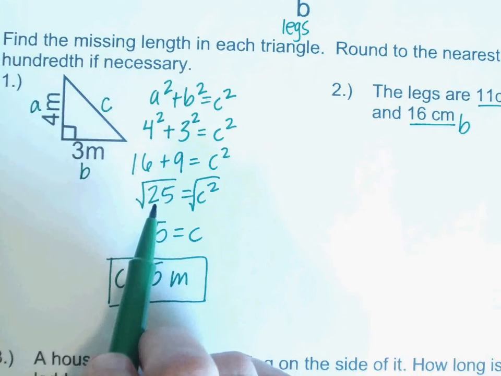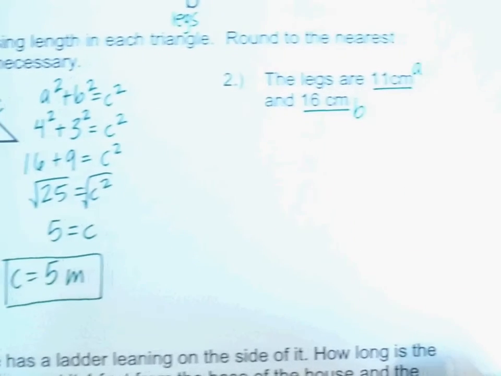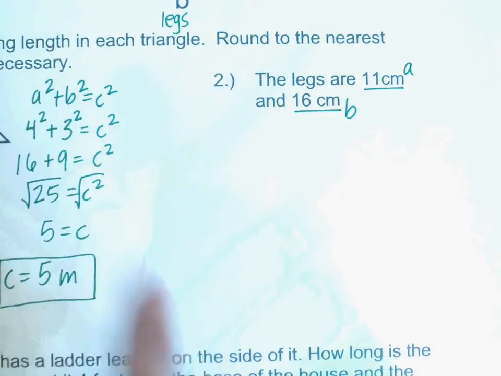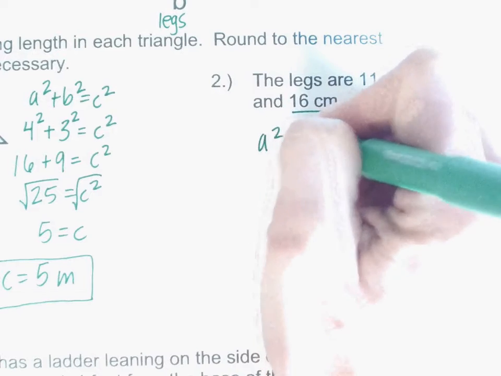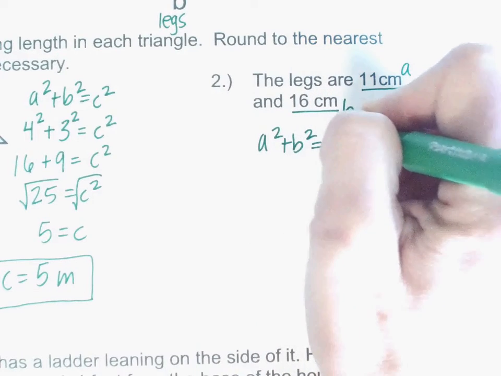16 plus 9 is 25, but so is 9 plus 16. So order does not matter when it's on the same side of the equal sign. So again, for number 2, my first step is going to be to recopy the formula. a squared plus b squared equals c squared.